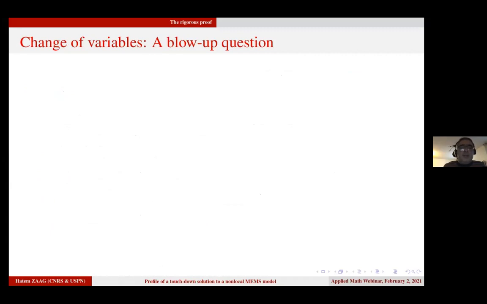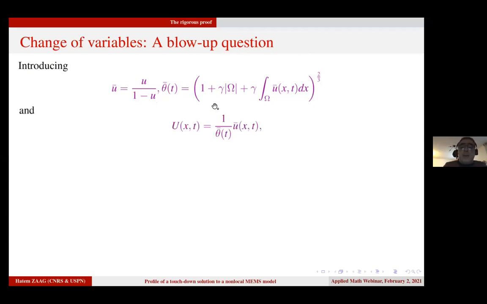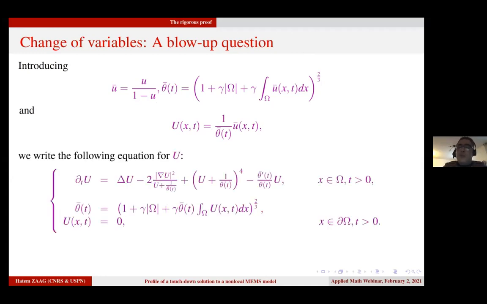Okay, now let me make a change of variable. I have U bar, so trust me, this is really very basic algebra, which is now U over U minus U. So it will go to infinity, in fact. And this is the non-local term. And now I make the scaling with this theta bar. All these techniques have been already used during the formal approach, more or less.